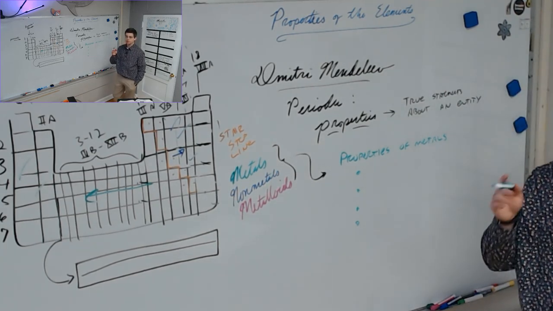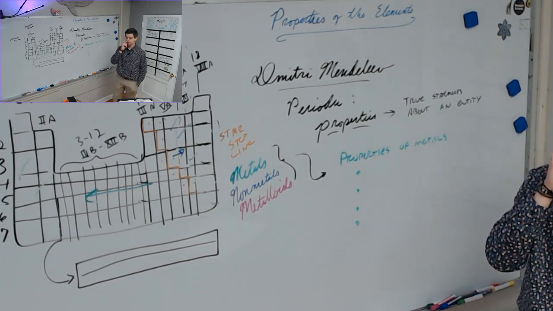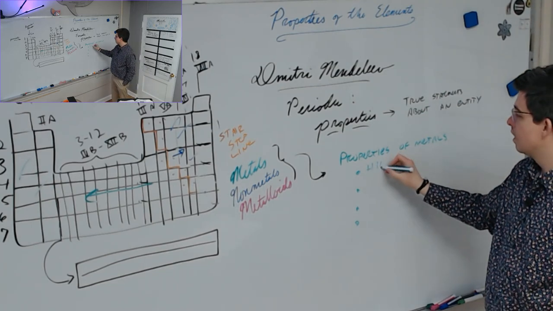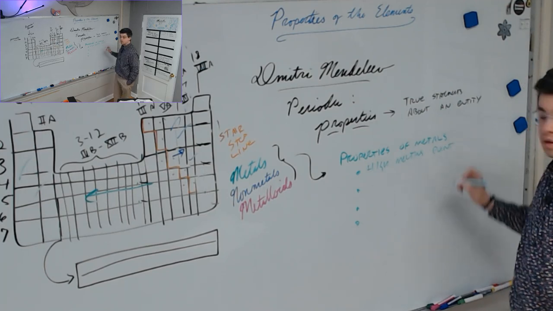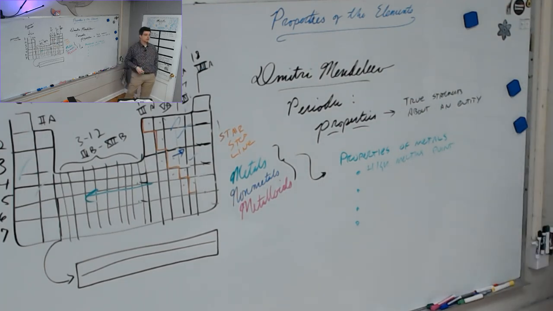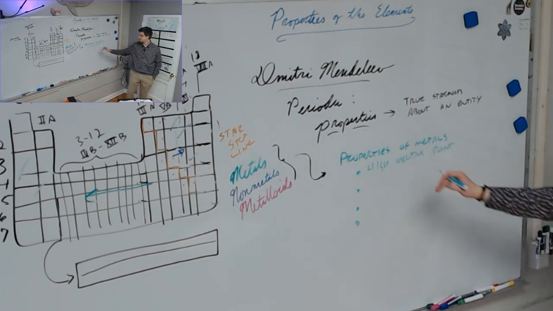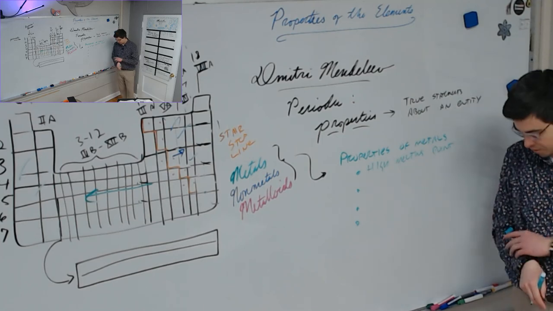Usually hard. We're not going to put that, though. High melting point. Let's put that. High melting point, meaning what? It takes a lot of thermal energy to cause this to change from solid to liquid. If this is true, then what else is probably true? What's another property of metals that's probably true?